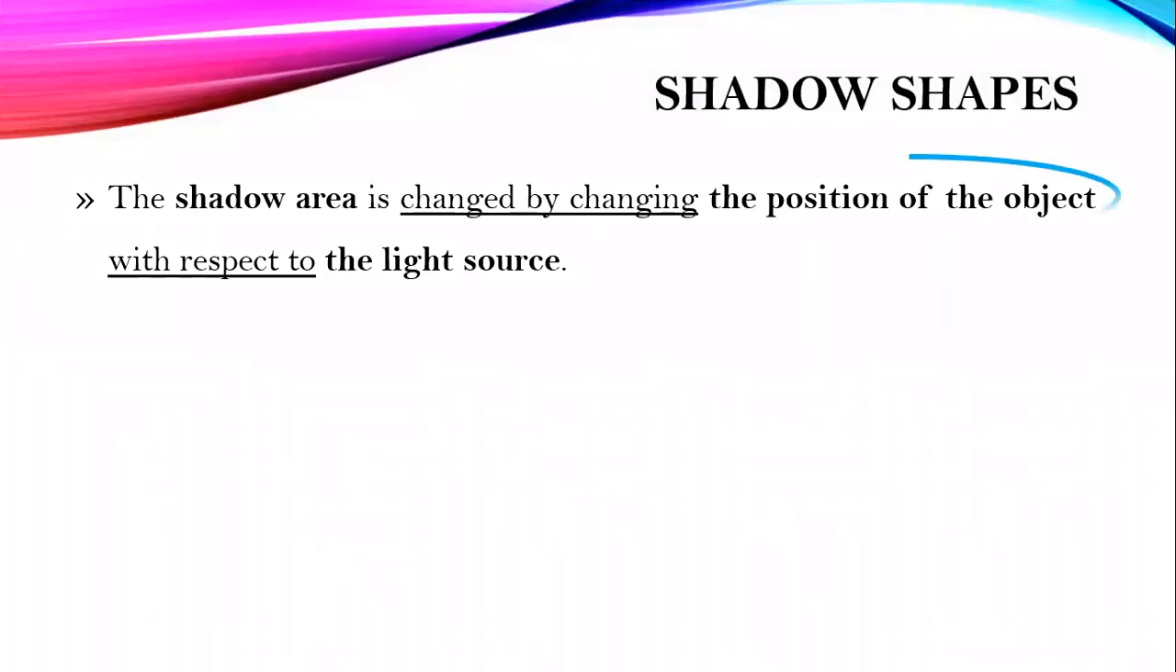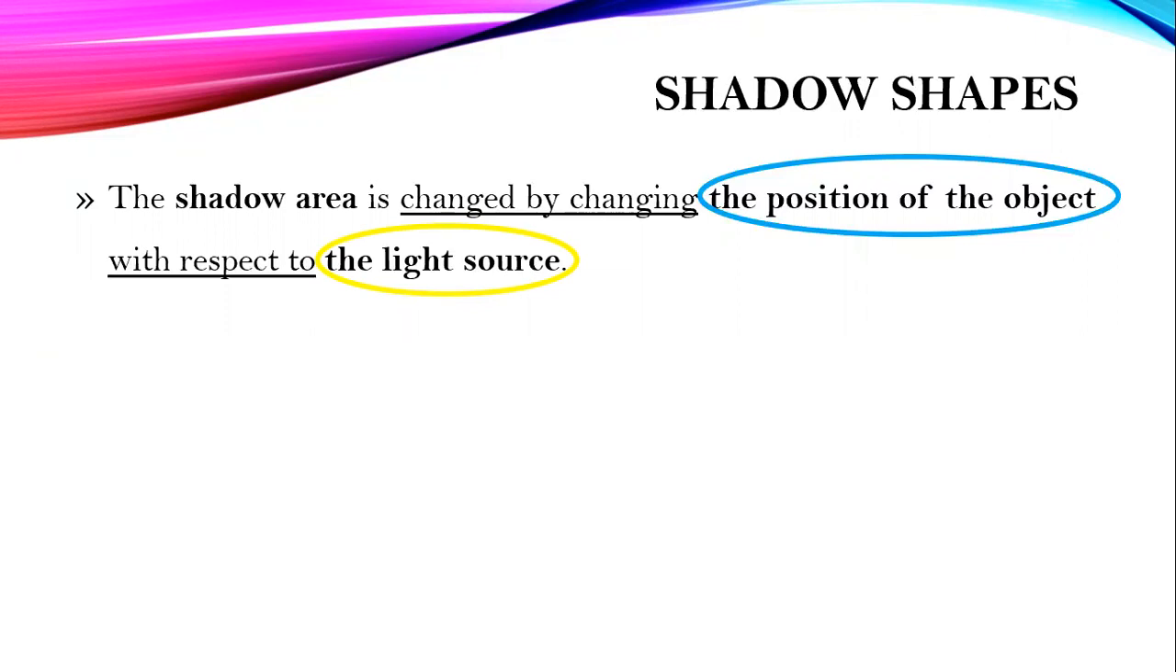The shadow area, or the size of the shadow, changes by changing the position of the object with respect to the light source. So I'm going to fix the light source and start to change the position of the object. If I do this, I will find that the shadow area changes. So the shadow area is changed by changing the position of the object with respect to the light source.